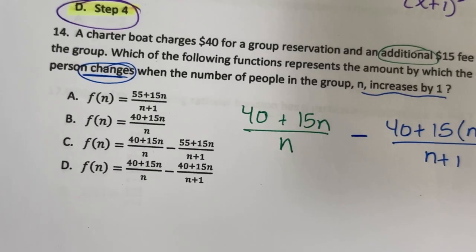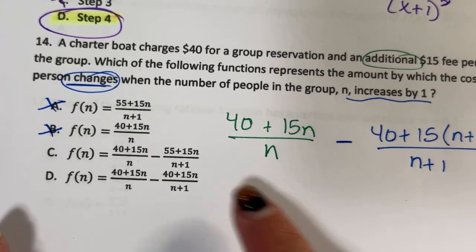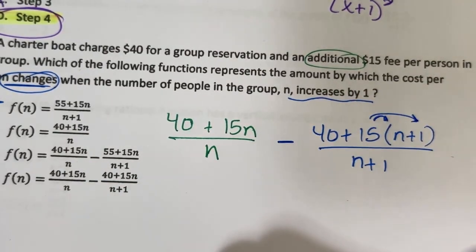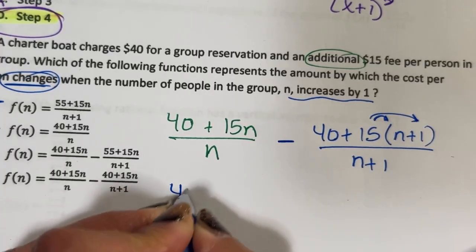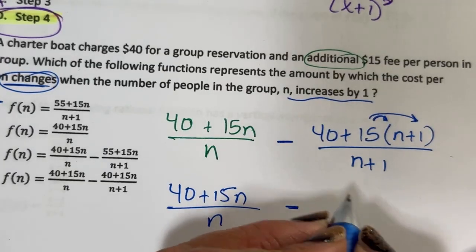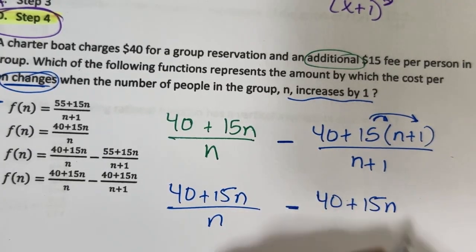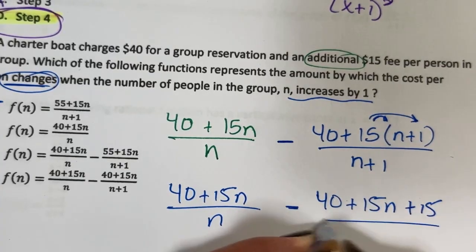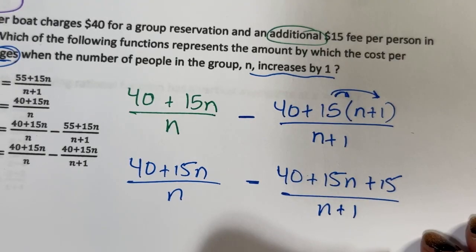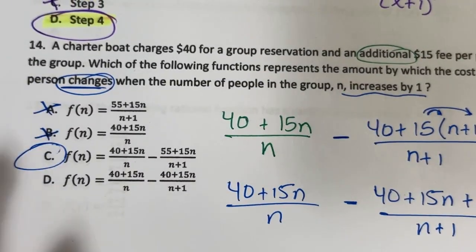Okay, so then we kind of know it's not A and it's not going to be B because we have 2 things being subtracted. It's got to be C or D. So it looks like we got to distribute that 15. So we have 40 plus 15N over N minus, let's see, 40 plus 15 times N is 15N, 15 times 1 is 15, all over N plus 1. Got to combine like terms. 40 and 15 is 55, so it's 55 plus 15N, which means that it is C.